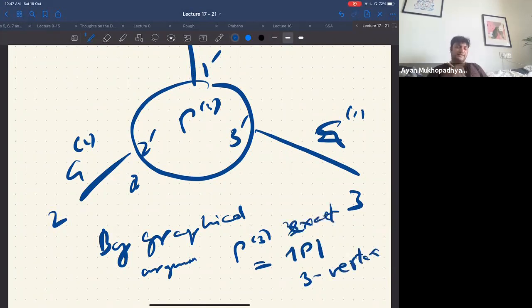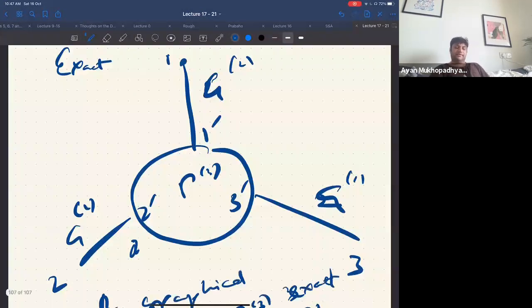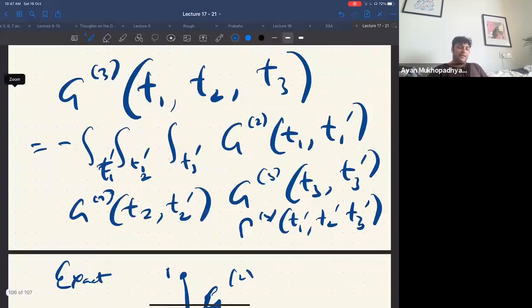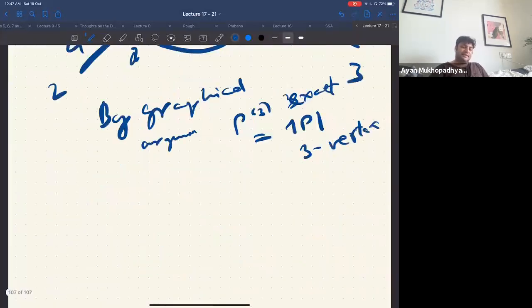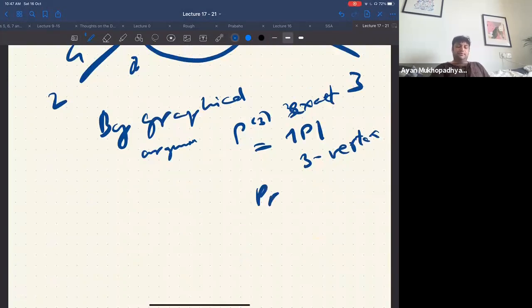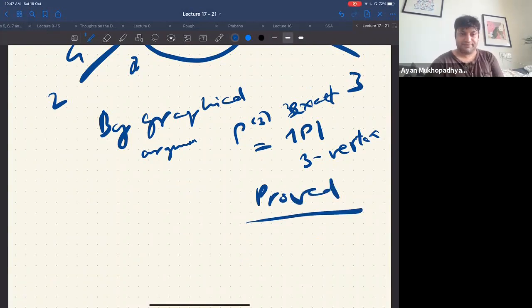right? Because this is the graphical argument we already gave, that the 3-point function can be written in terms of these 2 exact propagators and the 1PI 3 vertex. Okay, so this is a way. So what we have proved. So this means that this is proved. So we have proved that the gamma 3 is the exact 1PI 3 vertex. So now you can generalize this.